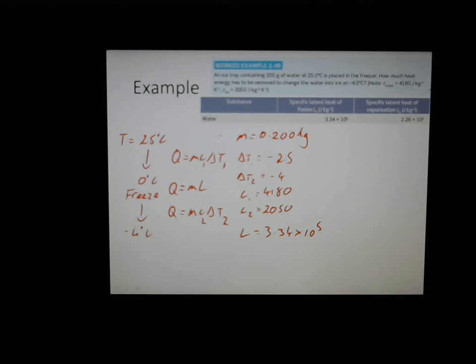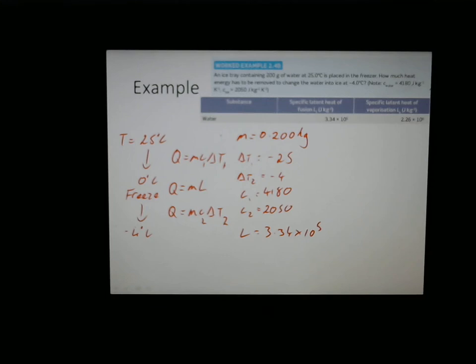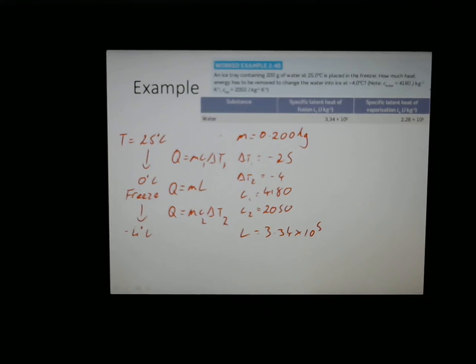There are a couple of ways that you can do this working out. You could write them all out in one line. You can even factorize the m out to the front, because it's going to be the same m in each of them, add all these other values up, and then multiply at the end. I'm just going to work out each bit one at a time.